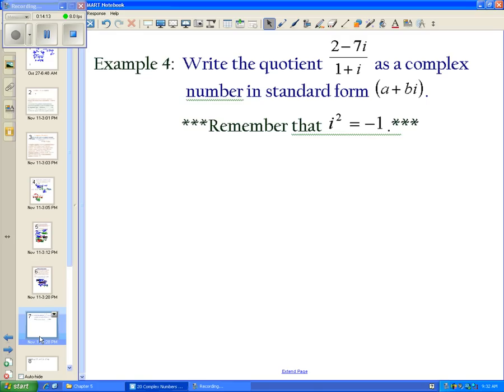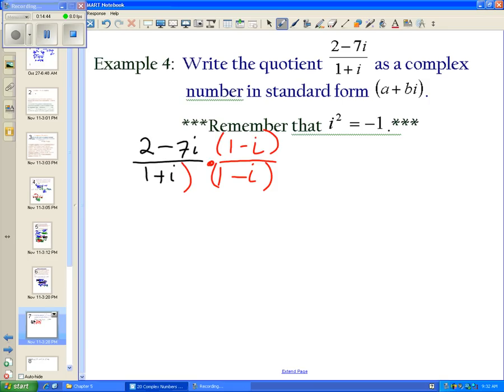Write the quotient (2 minus 7i) divided by (1 plus i) as a complex number in standard form a plus bi. Remember that i squared equals negative 1. I want to do the same thing. 2 minus 7i divided by 1 plus i. I look at my denominator and I find my complex conjugate. My complex conjugate is 1 minus i. I multiply top and bottom by the same thing, so I don't actually change my problem. Put parentheses around this to know that I am multiplying. So let's go ahead and multiply.